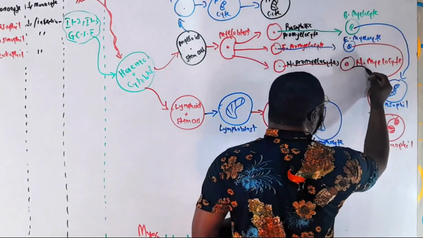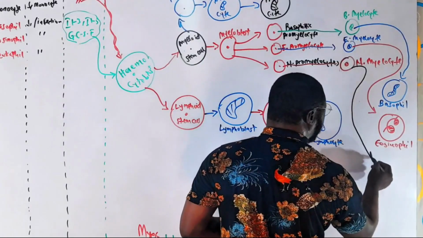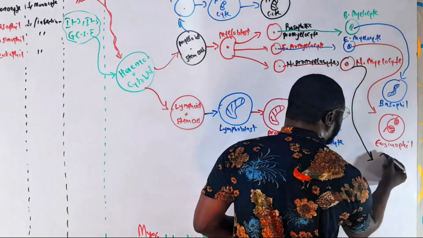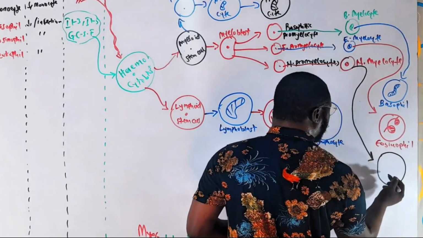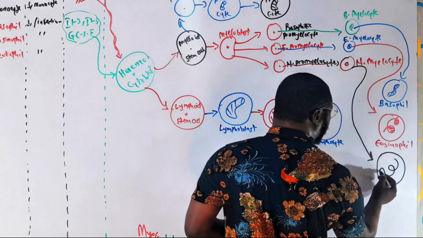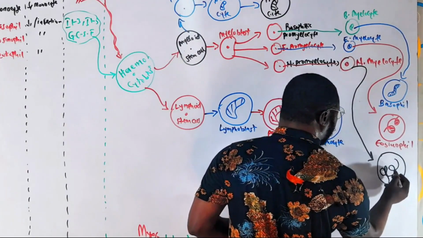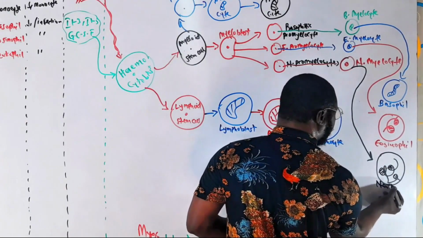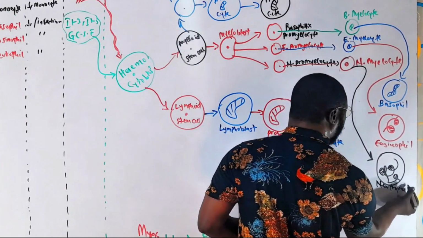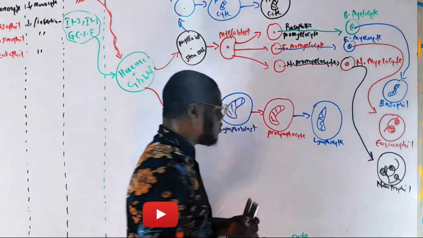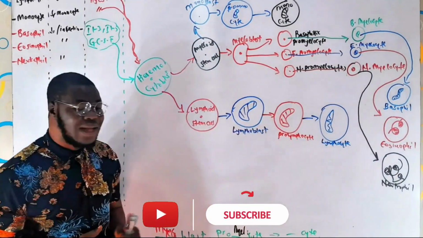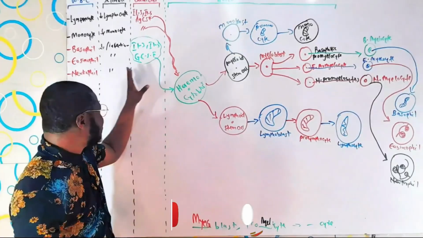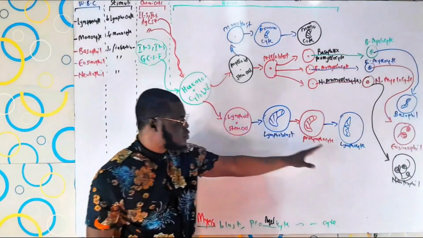And finally, this guy is going to become what? Neutrophil. The neutrophilic cell. So, neutrophil. As simple as that, guys. So, if that be the case, that is the development of what? Of these white blood cells.